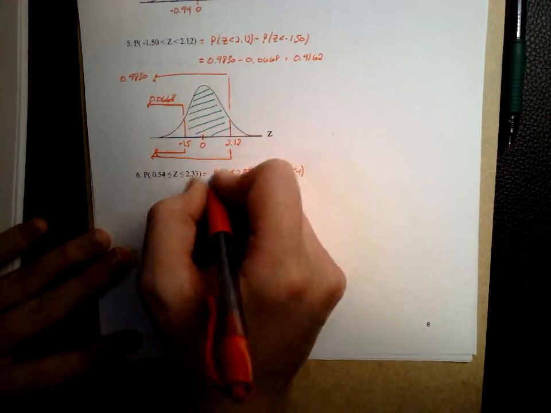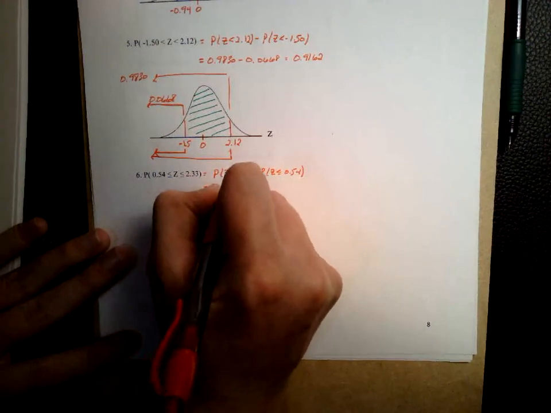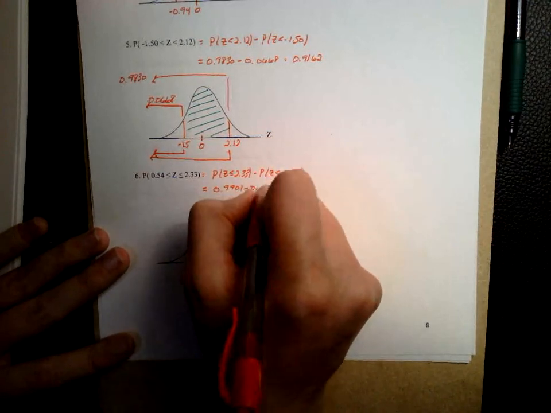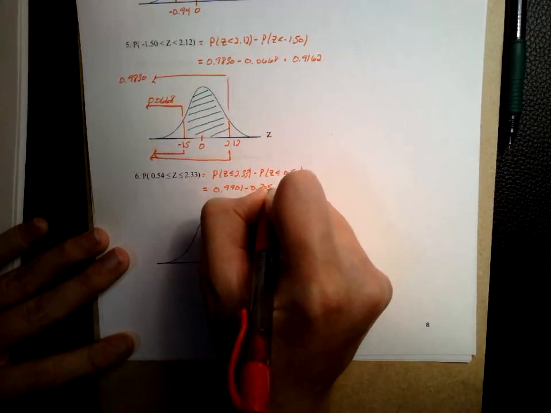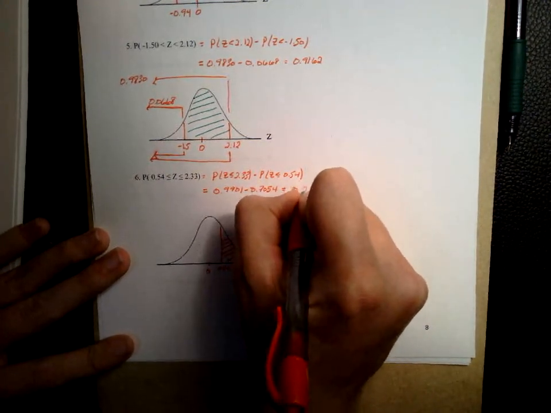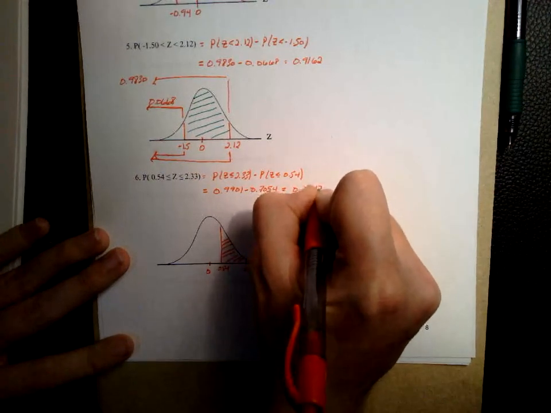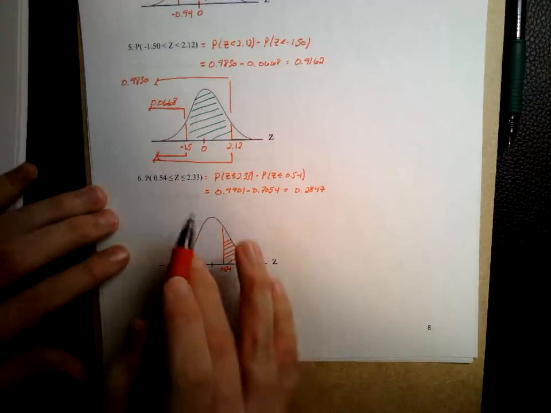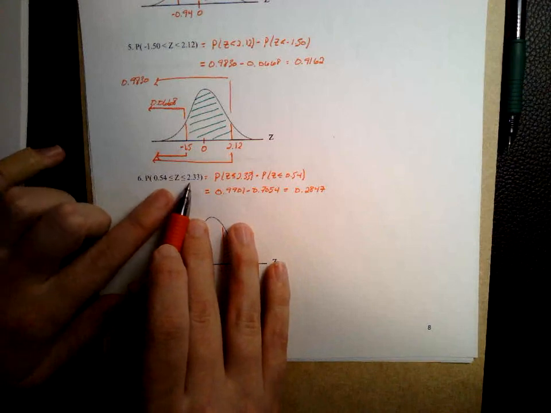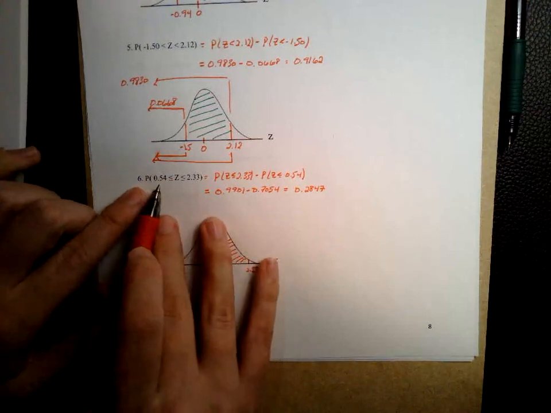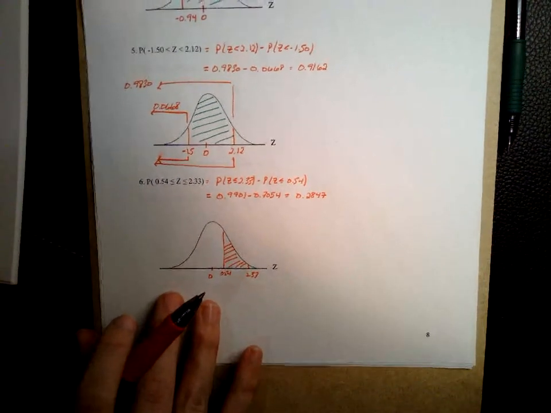If I look up these in the table, this first one is 0.9901, and the second one is 0.7054. And if I simplify that, I get 0.2847. So that's how I would do it. If you are looking at the area of it being in between two z-scores, take the probability of it being less than the upper boundary and subtract off the area to the left of the lower boundary, and that will give you the area in between.